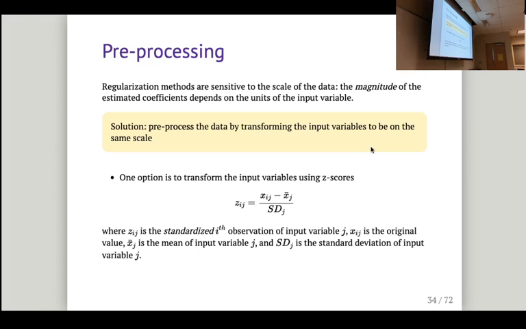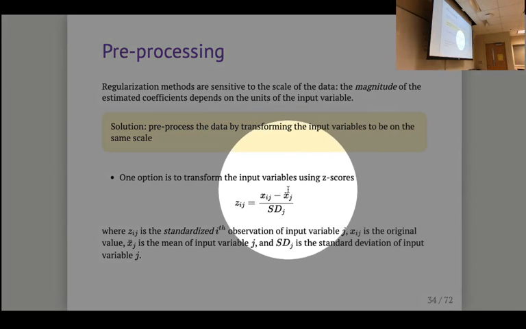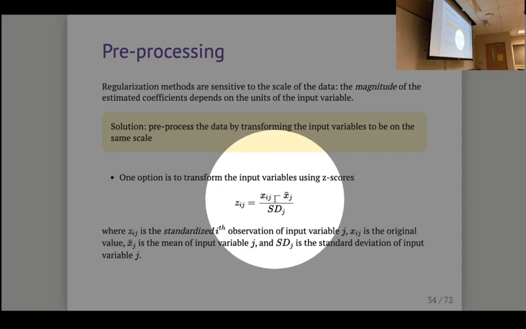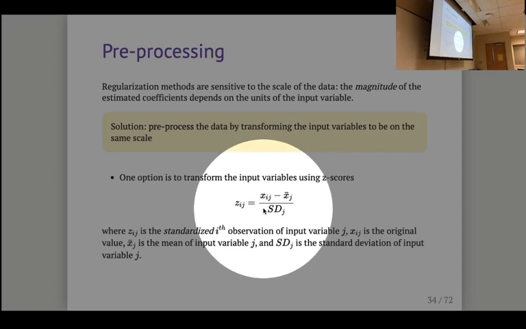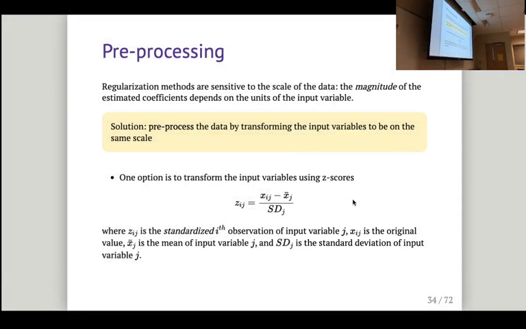One option here is to use a z-score to standardize the variables. Here we'll take each input, x sub ij, variable j, observation i. We'll take that input, subtract the mean for variable j, divide by the standard deviation for variable j, effectively returning a set of variables all with mean 0, standard deviation 1. So this would force all of the input variables to be on the same scale.